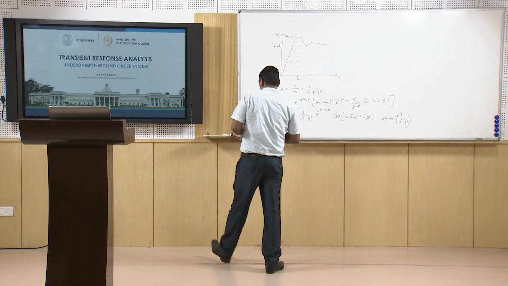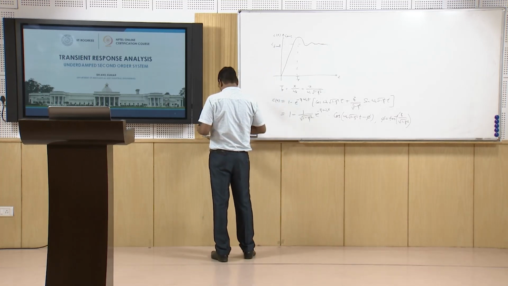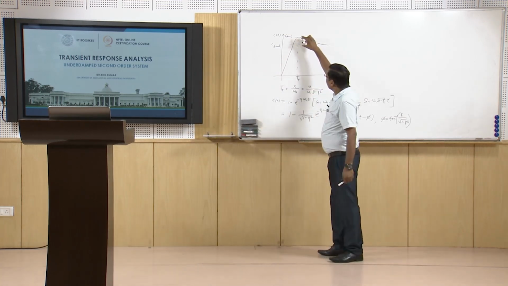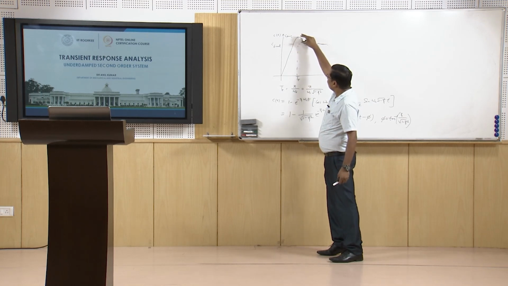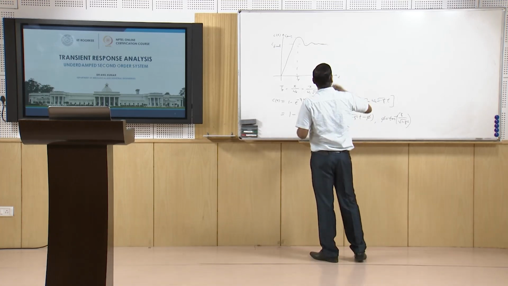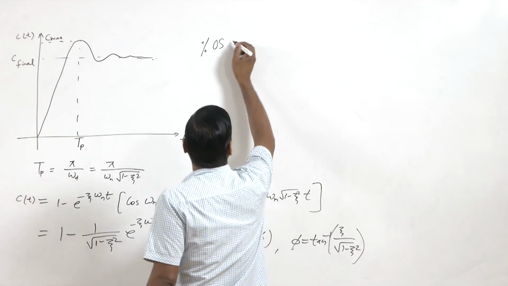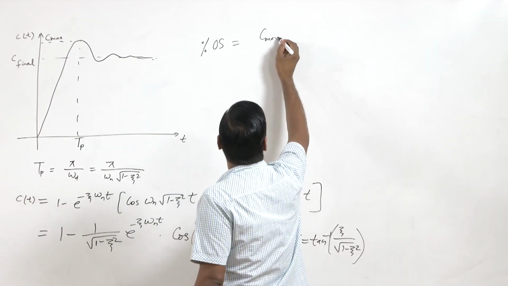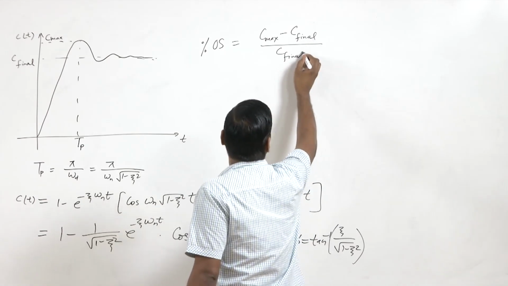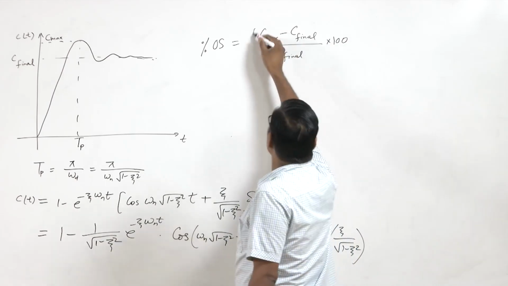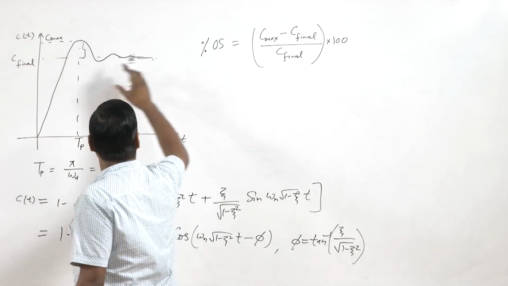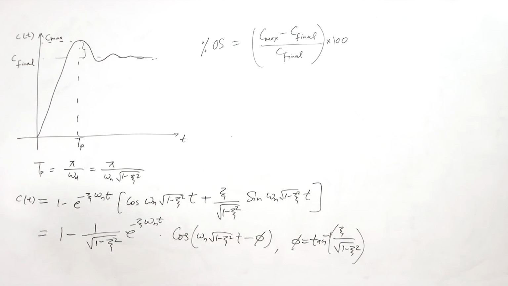Now we have to find the percent overshoot of this system. Percent overshoot is how much this maximum value goes beyond the final value, that is, how much it overshoots. So percent overshoot is defined as C max minus C final upon C final into 100. So maximum value minus this value, divided by the final value.